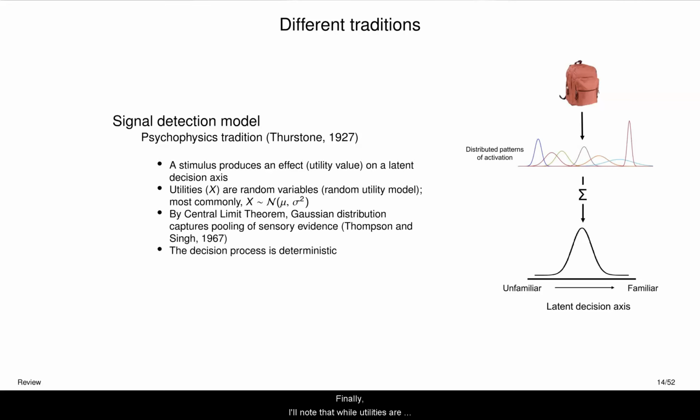Finally, I'll note that while utilities are random variables according to standard signal detection models, the decision-making process is deterministic. So once utilities are specified, choices are made deterministically by comparing the utility to some criterion or another utility.